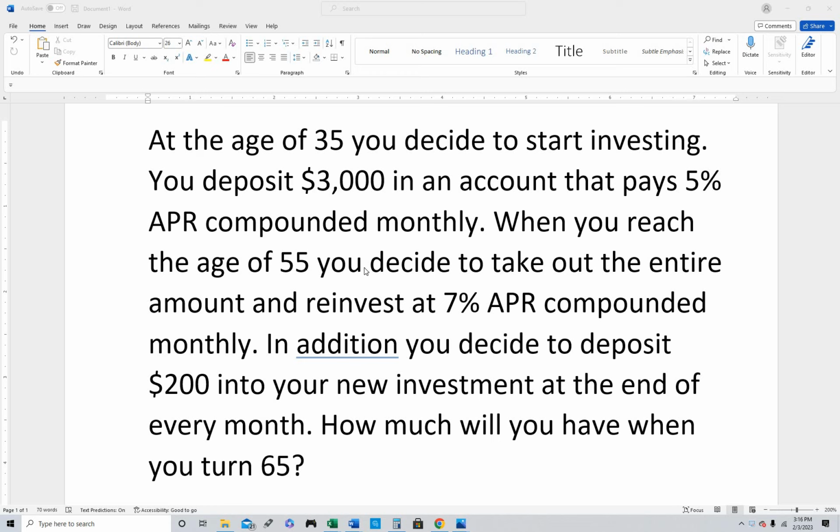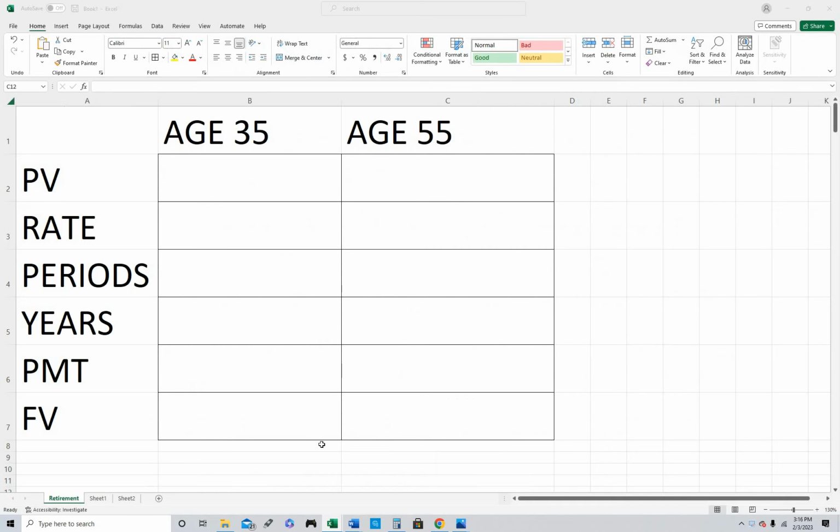When you reach the age of 55, you decide to take out the entire amount and reinvest at 7% APR compounded monthly. In addition, you decide to deposit $200 into your new investment at the end of every month. So how much will you have when you turn 65? Let's go over to our Excel spreadsheet.